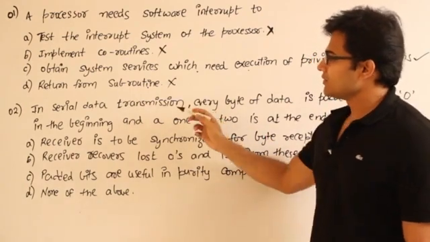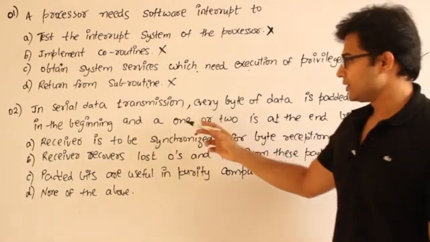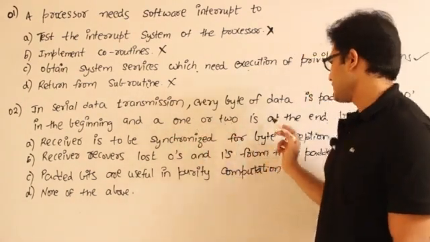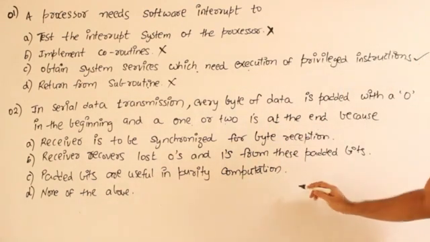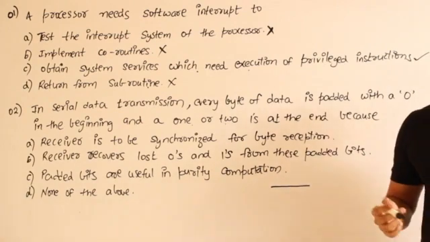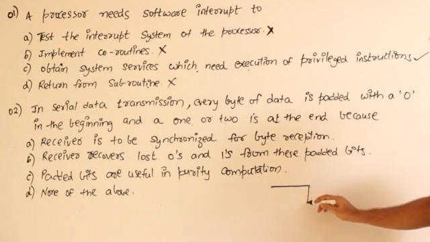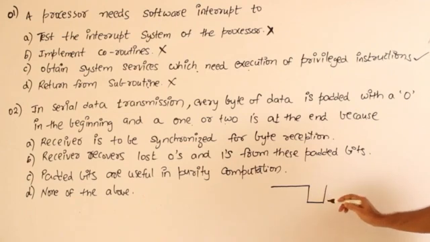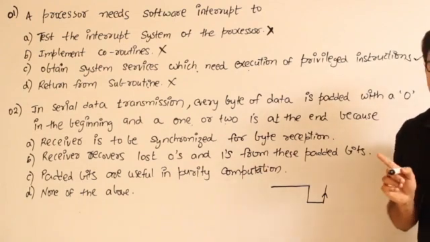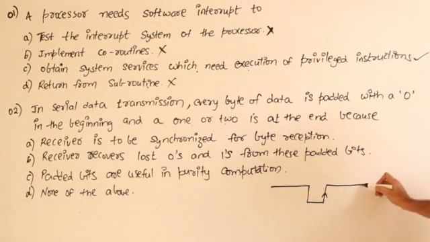And the next one, in serial data transmission, every byte of data is padded with a 0 in the beginning and 1 or 2 ones at the end. I told you that in serial transmission always 1 will be transmitted whenever no data needs to be transmitted, and before you transmit a byte, it transmits a 0 saying that you are about to transmit data. So why is this useful is, by looking at this particular edge, the receiver will adjust its clock in such a way that it will start its clock to be synchronized in order to read the data.